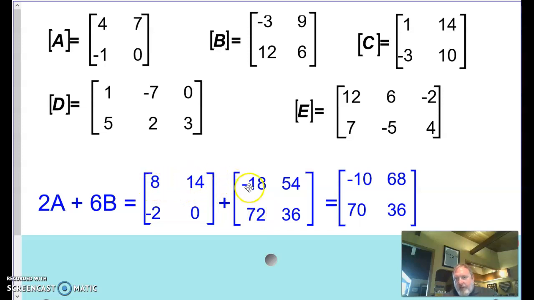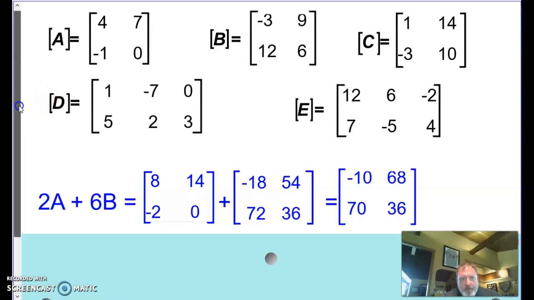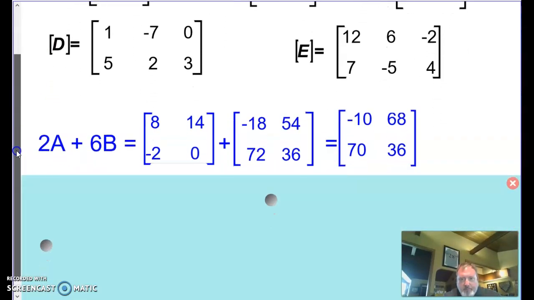So 8 plus -18 is -10. 14 plus 54 is 68. -2 plus 72 is 70. 0 plus 36 is 36. So you can combine your steps to limit the work a little bit. That's more than okay.